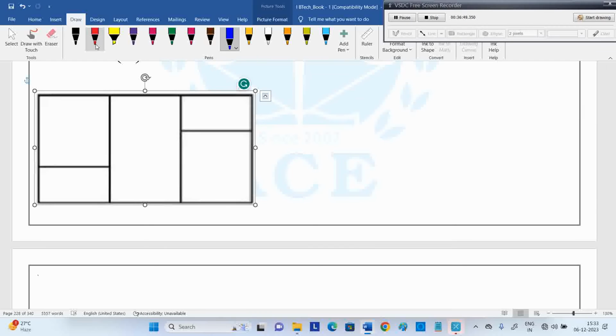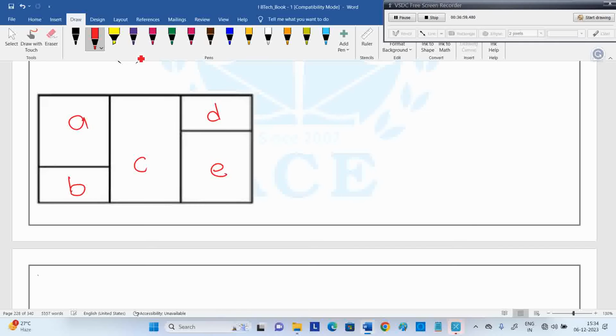So what you can do is give the labels A, B, C, D and E. Has anyone solved it? How many rectangles? 9, 10, 10. Maximum. Some people are saying 8. You push for the maximum.